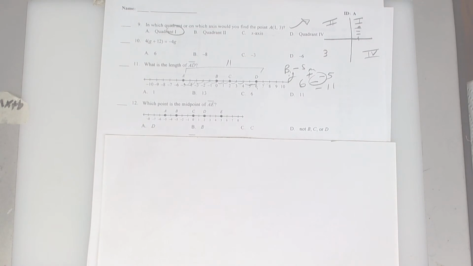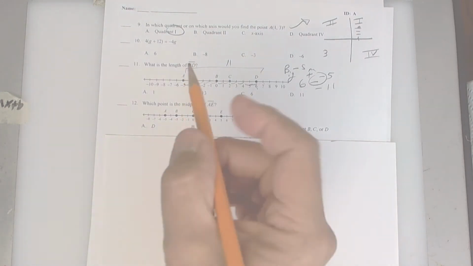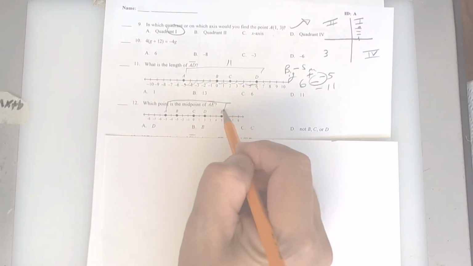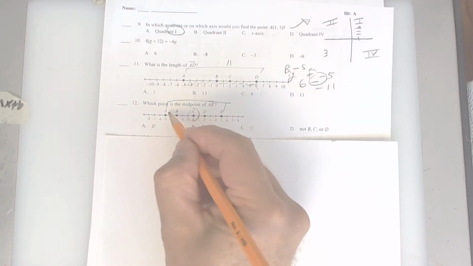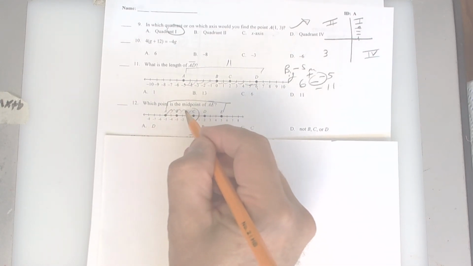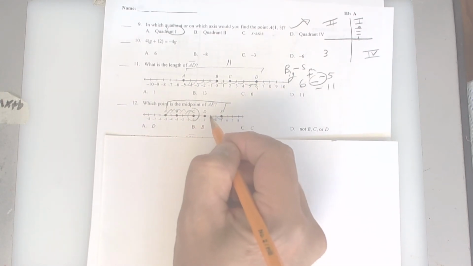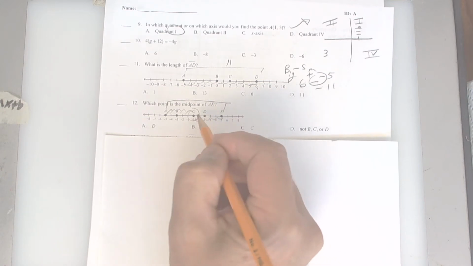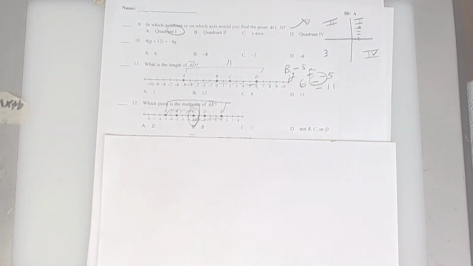The next one wants the midpoint from A to E. Well, here's AE. So you want the one in the middle. It's got to be that one. Watch. 1, 2, 3, 4, 5. 1, 2, 3, 4, 5. So the midpoint's right there.